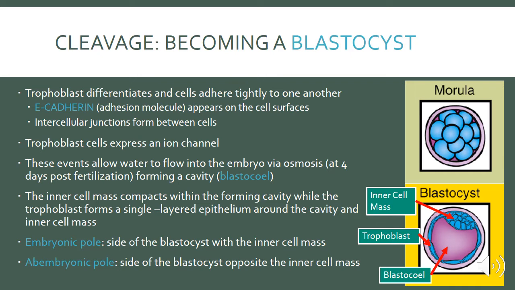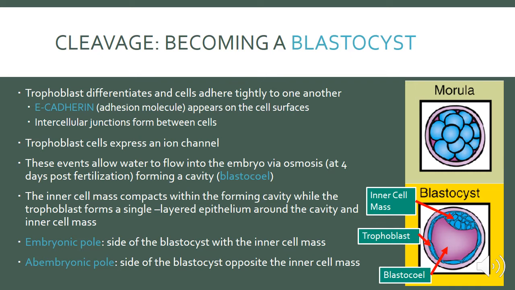At the same time, that inner cell mass, those blastomeres that move to the interior of the embryo, are compacting and forming a clump on one side of the embryo. So now the embryo actually has a side. It has an embryonic pole, which is the side with the inner cell mass, and an aembryonic pole, which is opposite the side with the inner cell mass.